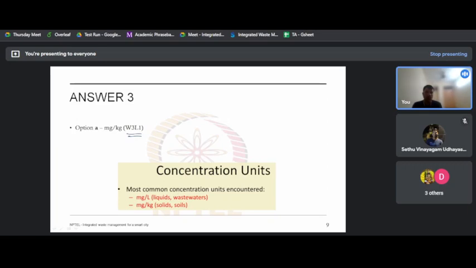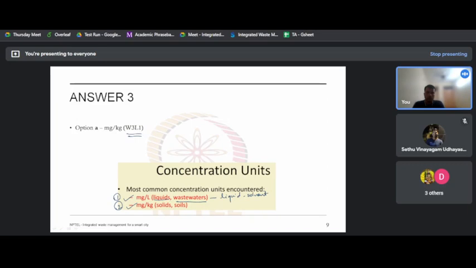These are the most common units that we will encounter in almost all cases. When we are considering liquids or wastewater, where a liquid is the solvent, we'll use the unit milligrams per liter. And when we are using solids, where the solid is the main matter, that is the solvent, we would use milligrams per kg.